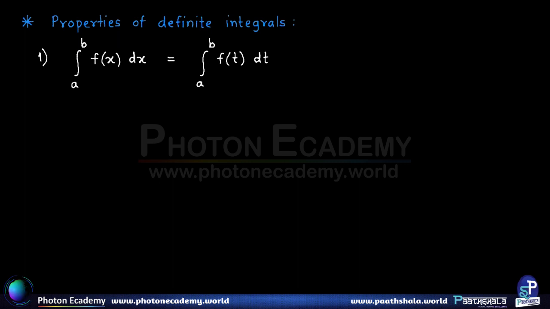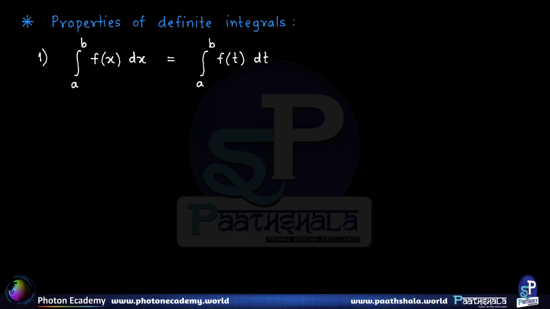equal to integral of f of t from a to b. So what it essentially tells is that the value of the definite integral does not depend on which variable we use. So whether it is x or t or it might be anything else, the answer will be the same.